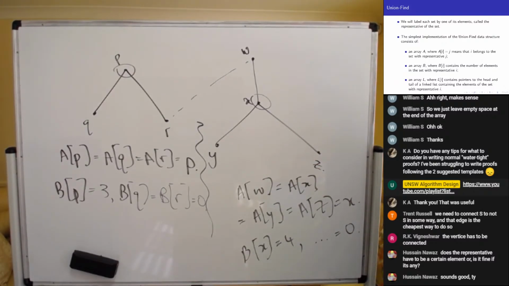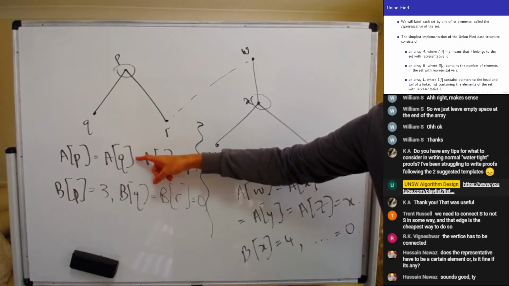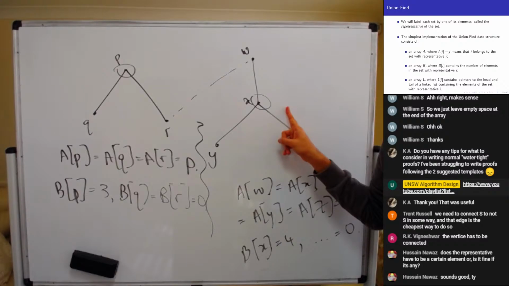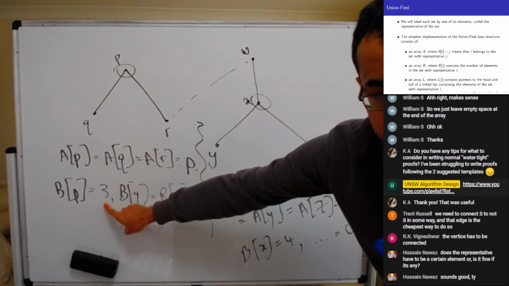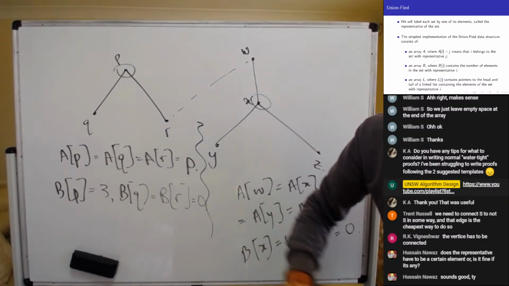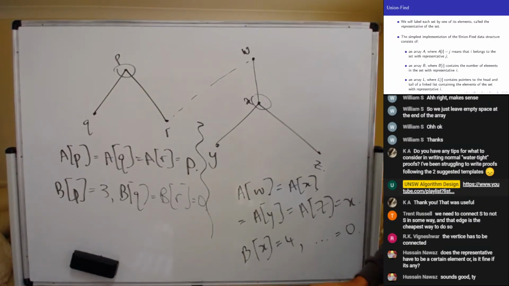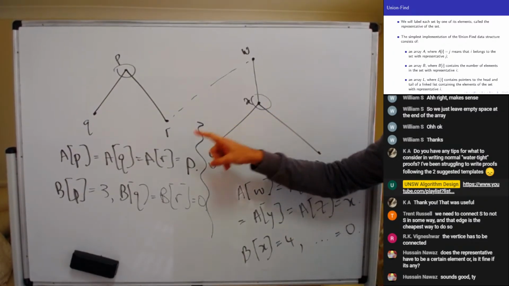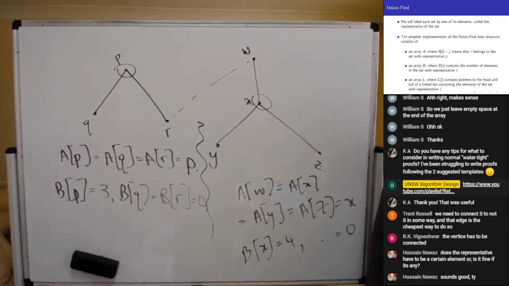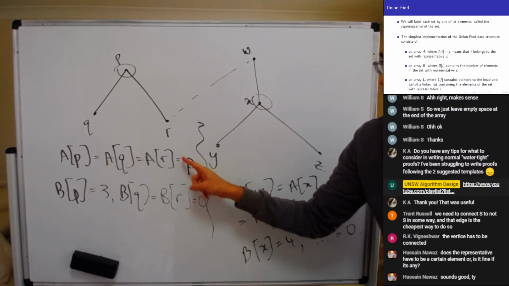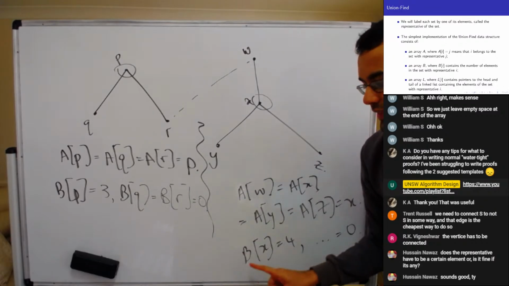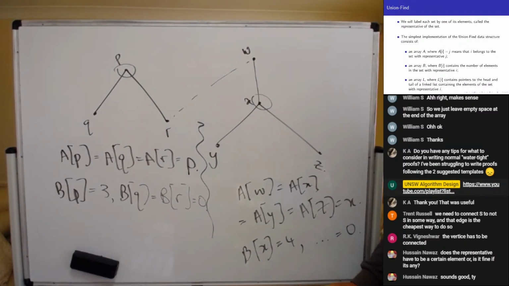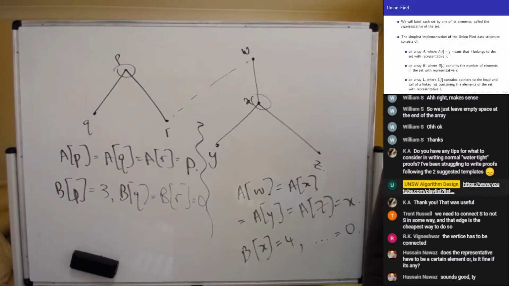We will then need to make some changes, right? All of these guys will have their representative changed from P to X. B of P should change from 3 to 0 because it's no longer going to be a representative of anything. And B of X should now gain those 3 things, right? So we need to change all 3 of these values to X, and we need to add this 3 to this 4 to make it up to 7 and replace that with 0. We also need to tweak the list array, but we'll mention that as we go.